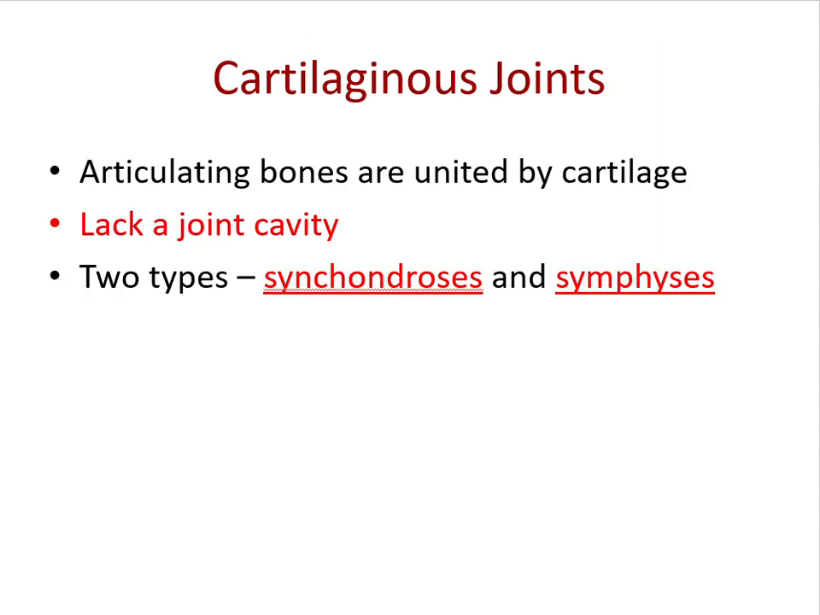All right, so that's fibrous joints, pretty basic. Now let's look at cartilaginous joints. Hence their name, they're made up of cartilage. They unite bones, or articulate bones together, with cartilage. And they also, like fibrous joints, lack a joint cavity. And there's two types, synchondroses and symphyses.